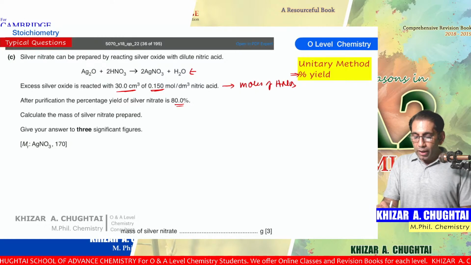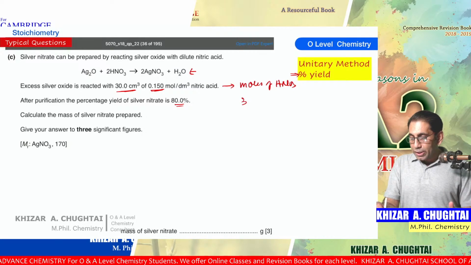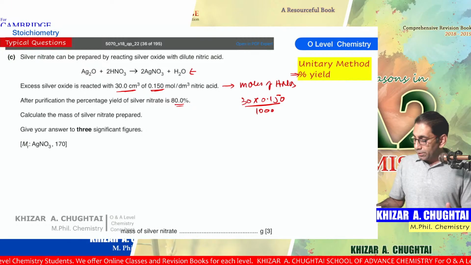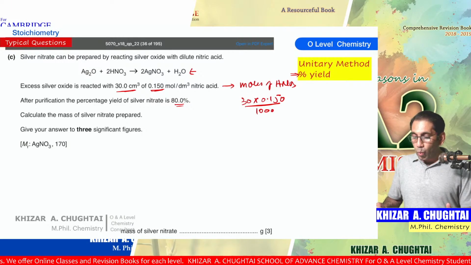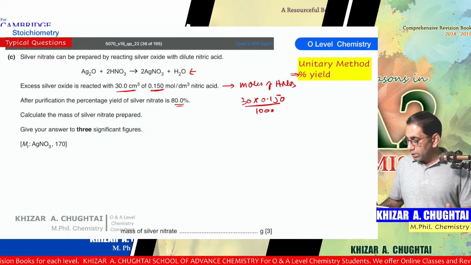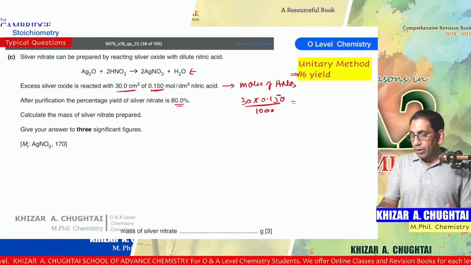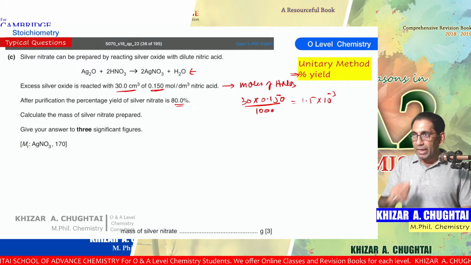So first of all, we can calculate the mole of nitric acid. So it is equal to 30 multiplied by 0.150 and divided by 1000, and the answer is 1.5 into 10 raised to power minus 3.